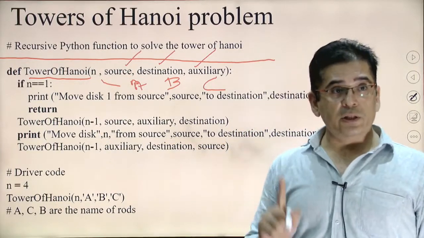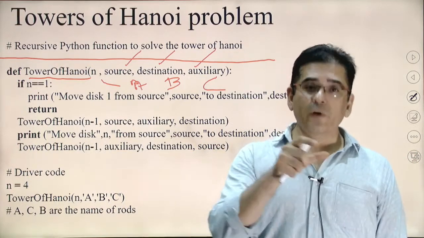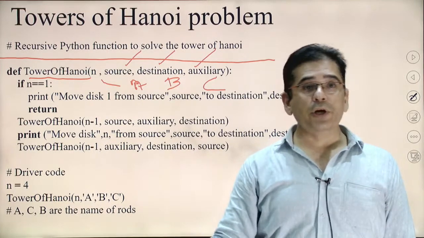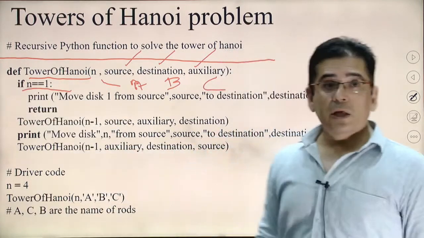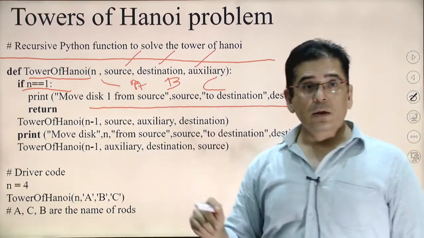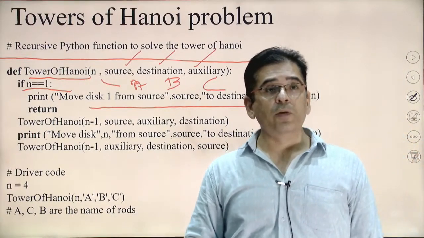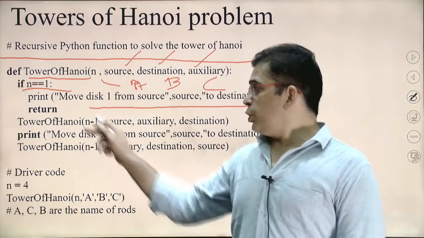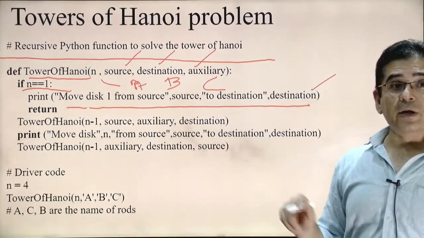Now the if condition, which you need to remember: if you entered only 1 disk, then only 1 step is required. Just take the disk from tower A and put it into tower B. So if n has the value 1, then move disk 1 from source to destination and return. Your output will be achieved in 1 step only, and in the return, this print statement will print the output.